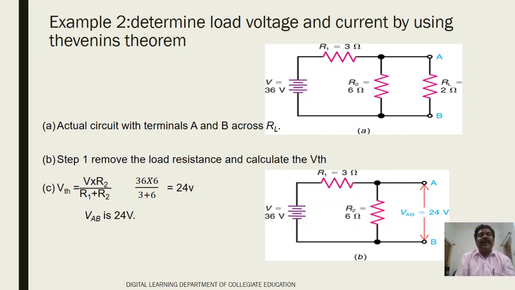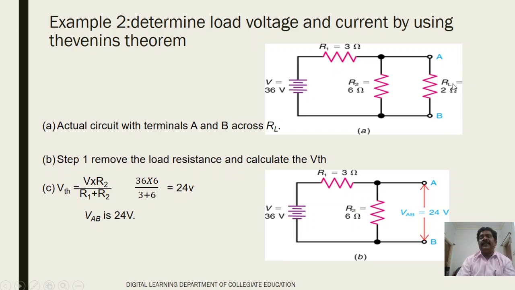Similarly, we can take one more example for Thevenin's theorem. Determine the load voltage and current using Thevenin's theorem for the given circuit. It's a simple diagram: 36 volts, R1 is 3 ohms, R2 is 6 ohms, and the load resistance is 2 ohms, with terminals A and B across the load. First, mark the points A and B. Step number 1: remove the load resistance and calculate the VTH value.